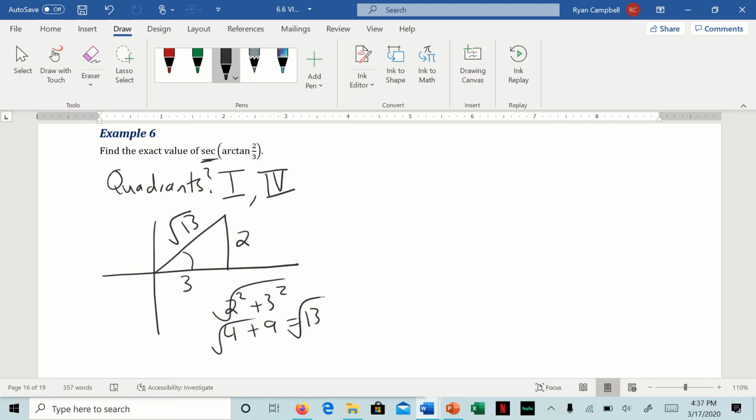So remember, I said when you're plugging an inverse trig into a trig function, it makes it a whole lot easier. Essentially, we just make this alpha. So then what's the secant of alpha? Because we don't need to figure out actually what this angle is. What's the secant of this triangle? So secant is the reverse of cosine, so hypotenuse over adjacent. And that's our answer.